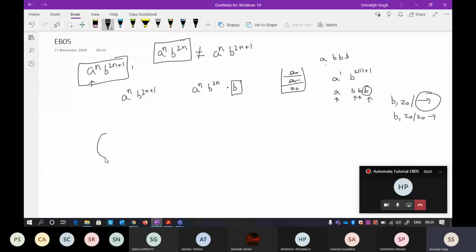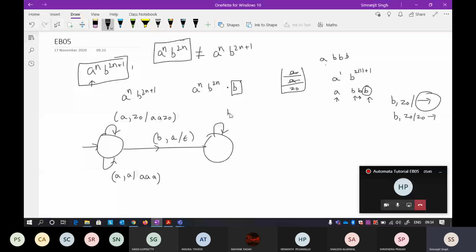If I build the automata here, when there is an a at z naught, you push two a's, so it becomes a z naught. When there is an a at the top of the stack and the input is also a, you push two a's again, so it will become this. Now by seeing a b with a at the top of the stack, you start popping, and you keep popping until your stack will be empty and your input will be at the last b.